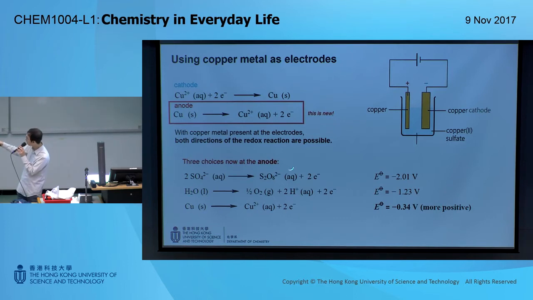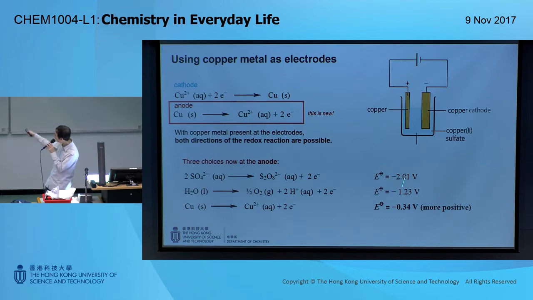So at the anode, we now have 3 choices instead of just 2. We have the original 2, the sulfate ion and the water oxidizing. We know these are minus 2.01 and minus 1.23 when we oxidize them. But we also have the oxidation of copper, which is the material at the anode. If we take this equation, copper metal going back to Cu2+ plus 2 electrons, it is minus 0.34 by changing the sign. So here we have minus 0.34 volts.